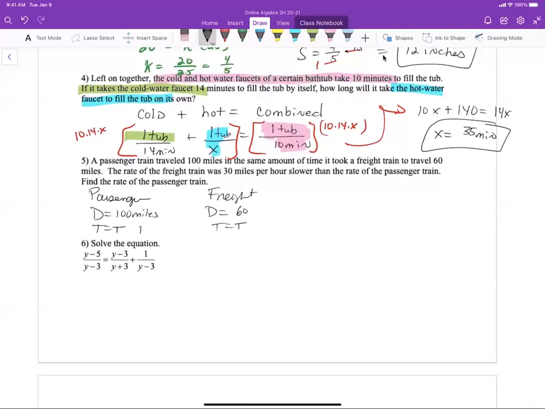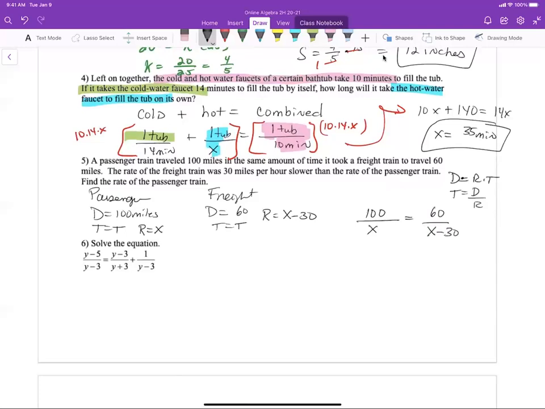So I'm going to call the rate for the passenger train X, and I'm going to call the rate for the freight train X minus 30, since it was 30 miles slower. Don't forget that the distance is equal to some rate times time. So the times are the same, so distance over rate is constant in this situation. For the passenger train, I have 100 miles over its rate, which we defined as X. And the freight went 60 miles over its rate, which was X minus 30.